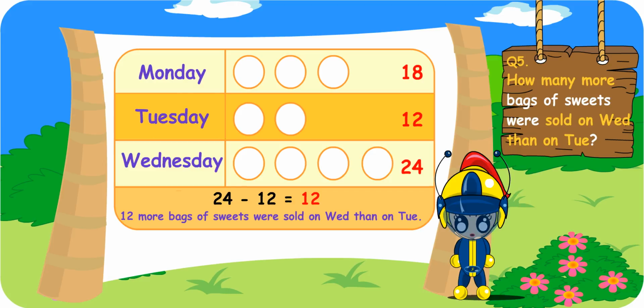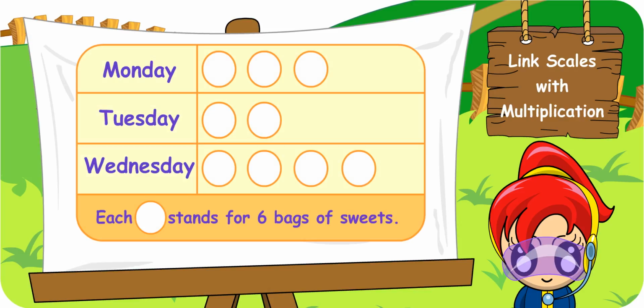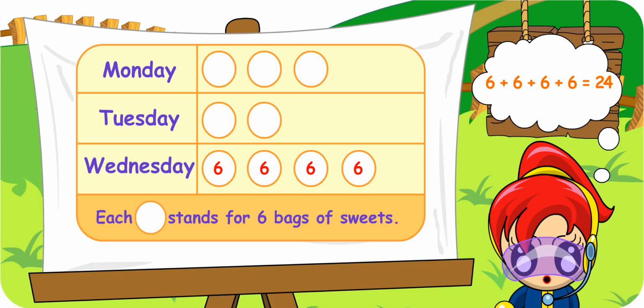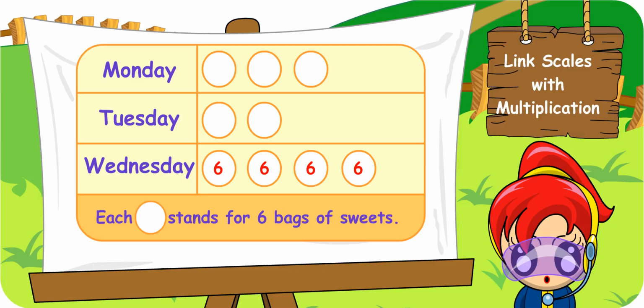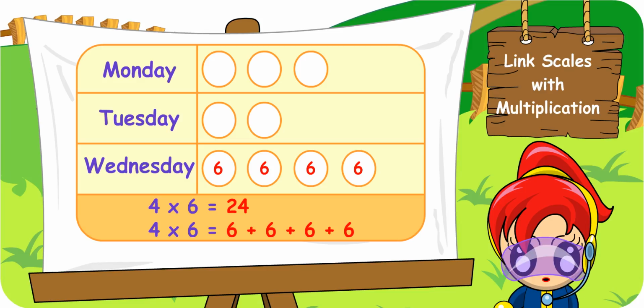Very good, Turbo Girl. You did addition to find the number of bags of sweets sold on Wednesday in the previous example. Yes, since there are 4 circles and each of them stands for 6 bags of sweets, I add the number 6 up 4 times. That is how I got the final answer 24. What you have done is correct, but I have an easier way for you to get the same answer 24. Really? Please tell me how. We can multiply 4 by 6 to get 24. 4 multiplied by 6 is the same as adding 6 four times. Right, how silly of me not to think of it earlier.